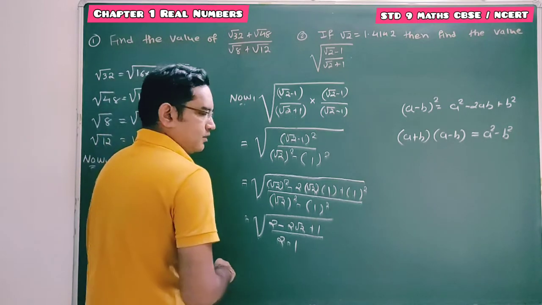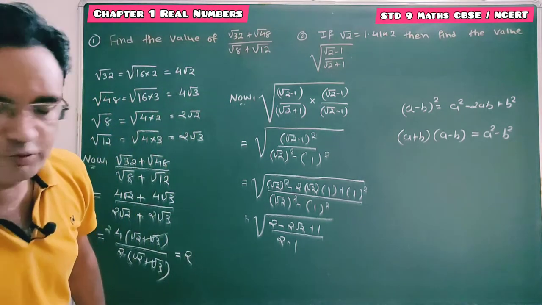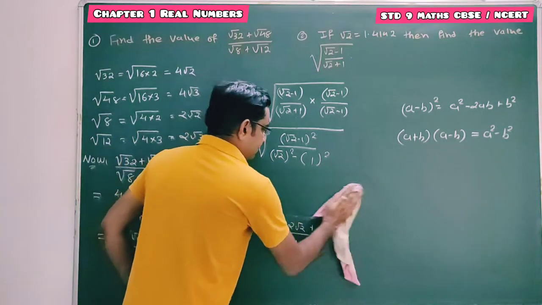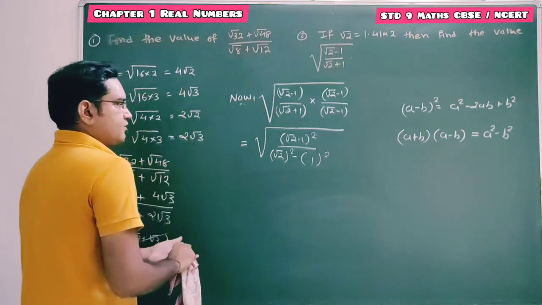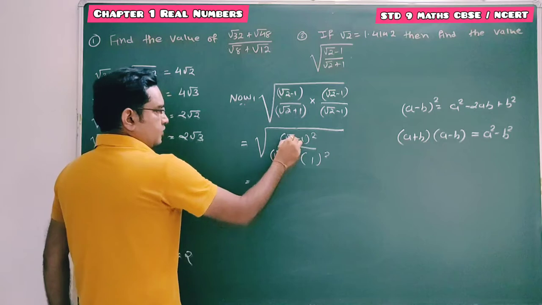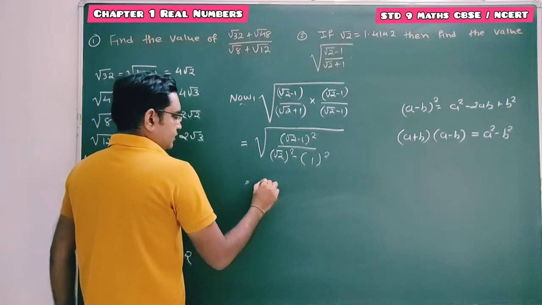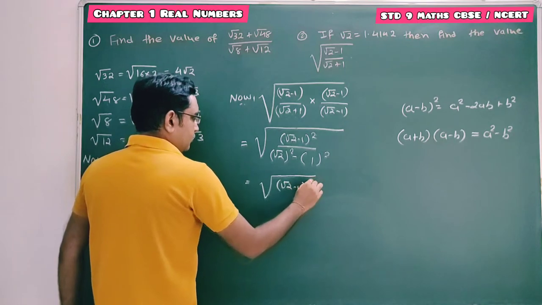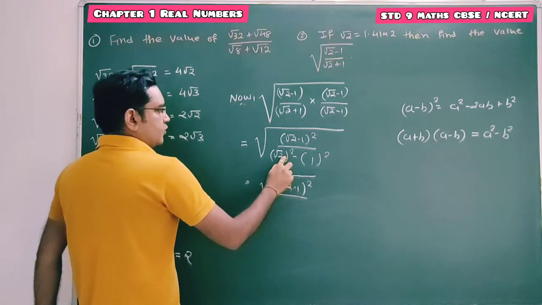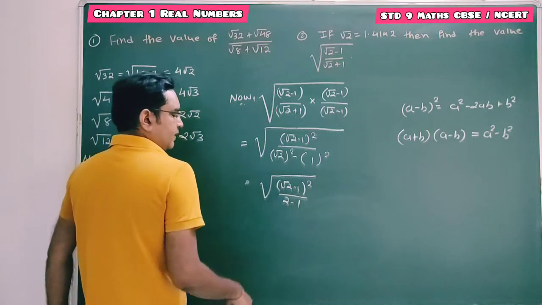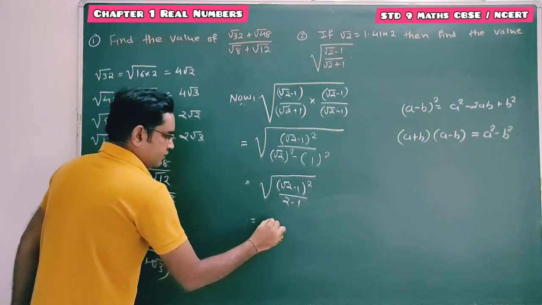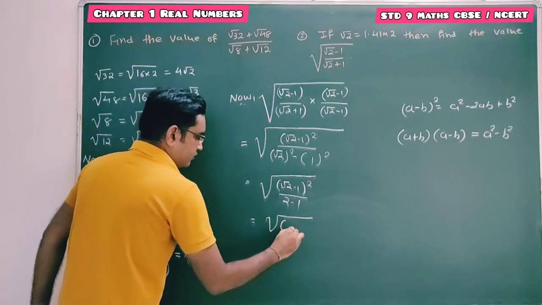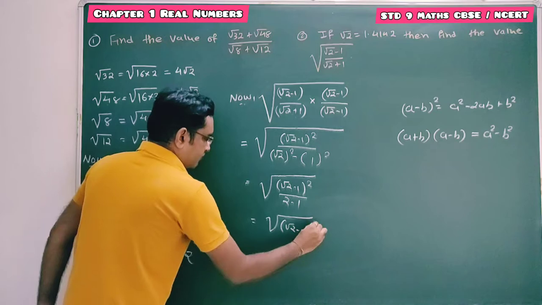There is no need to expand this, because we have to put the value directly. So look, the answer has come from here. So here this one, root 2 minus whole square, this can be written as it is, root 2 minus 1 whole square divided by root 2 square, 2 minus 1, 2 minus 1 is 1. So this is equal to square root of root 2 minus 1 whole square.